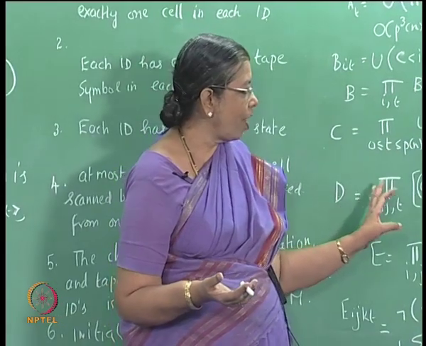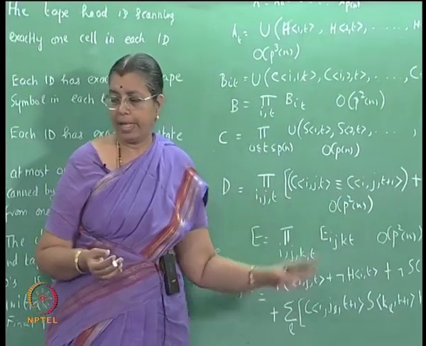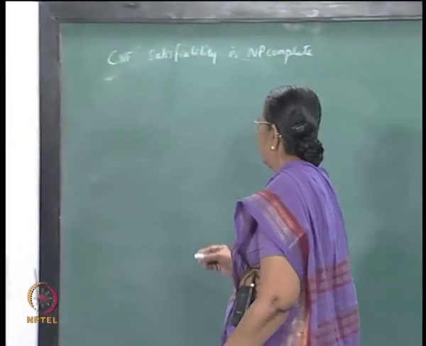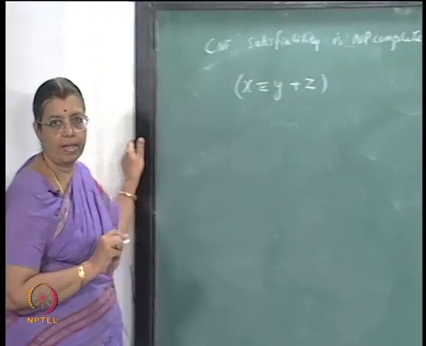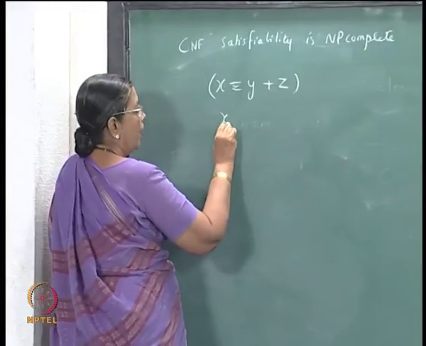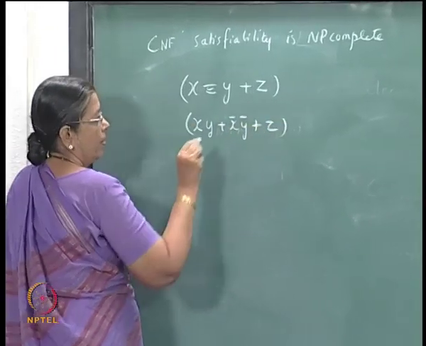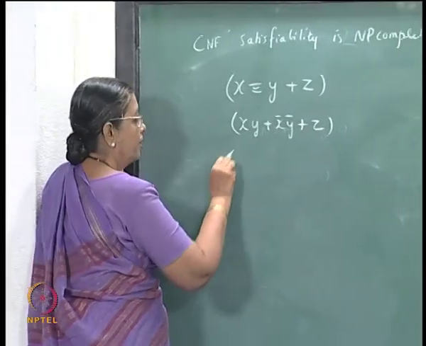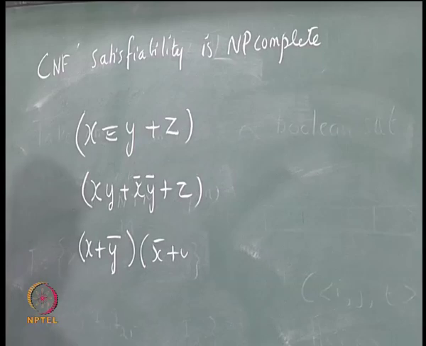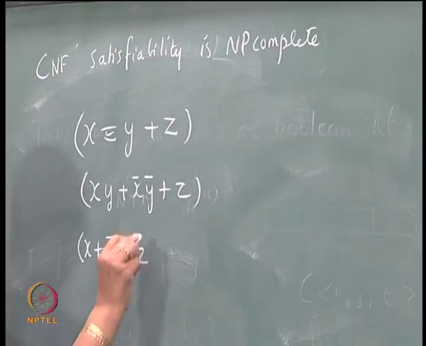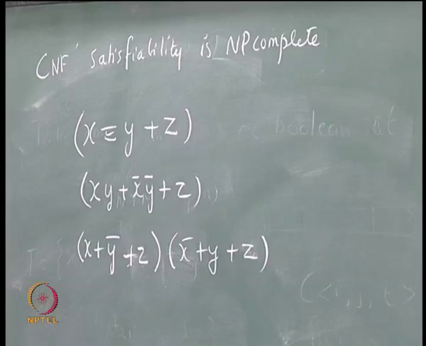D is of the form something equivalent to something plus something. This is fixed length, but again this is the product over I j k t. So, if you take D, it is of this form: x is identically equal to y plus z. Each expression is of that form. This you can write as x y plus x bar y bar, or this is equivalent to x plus y bar, x bar plus y, sorry, plus z, x bar plus y plus z. This will be equivalent to this.